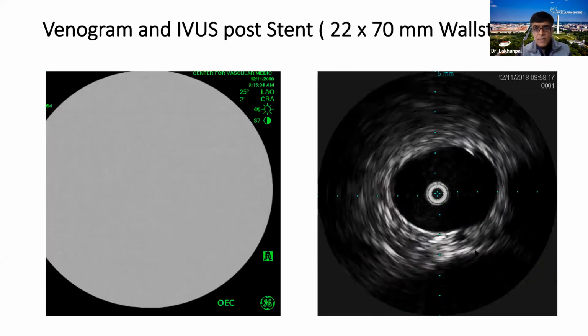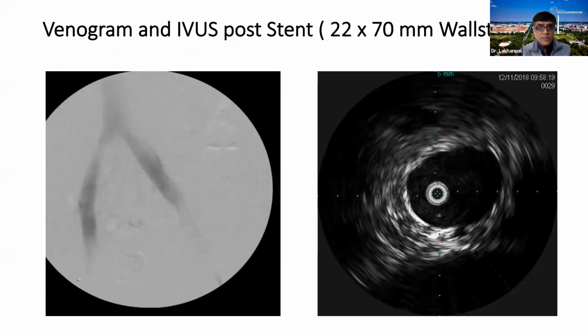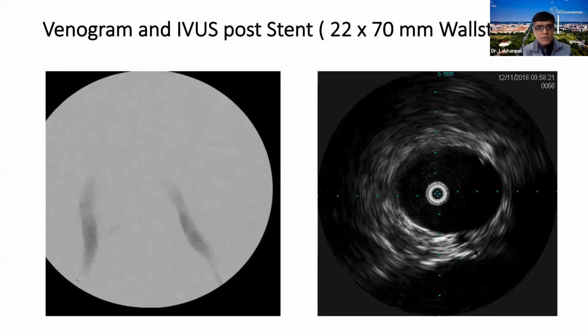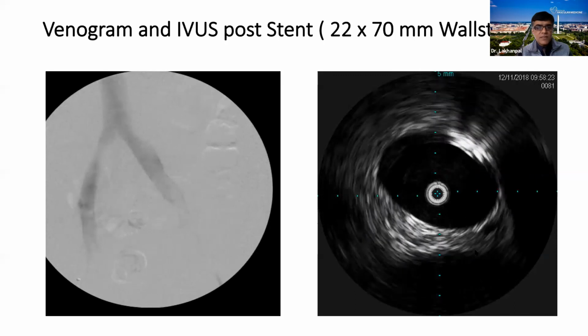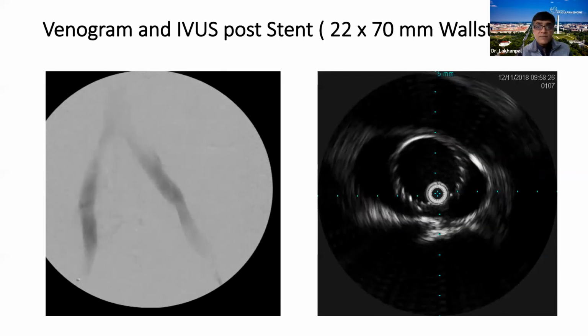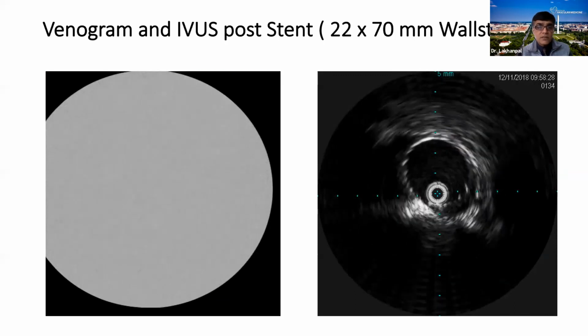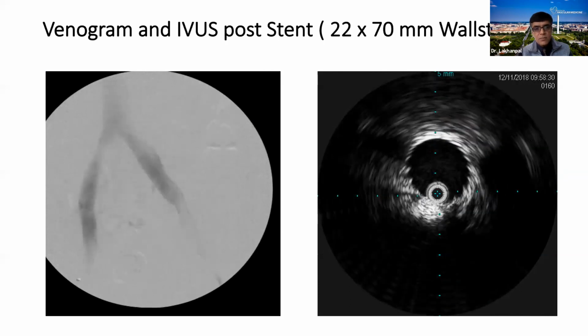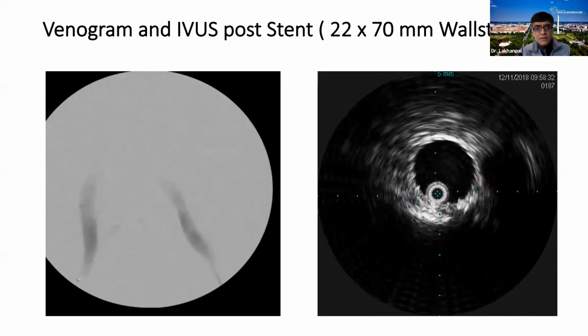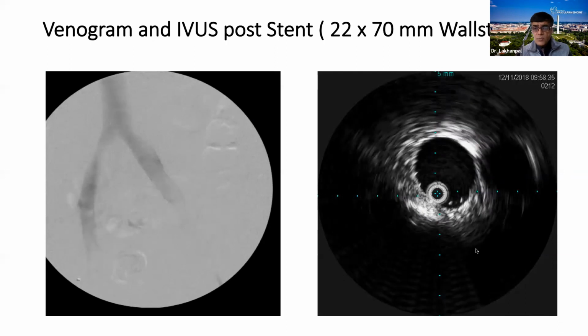So the patient underwent a Wallstent placement. This was in 2018, prior to the availability of Venovo or Vici. It was a 22 by 70 Wallstent, which is deployed into the IVC, extending into the proximal part of the external iliac vein. And this was his IVUS post-procedure.